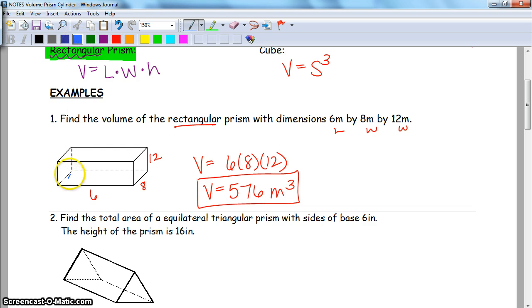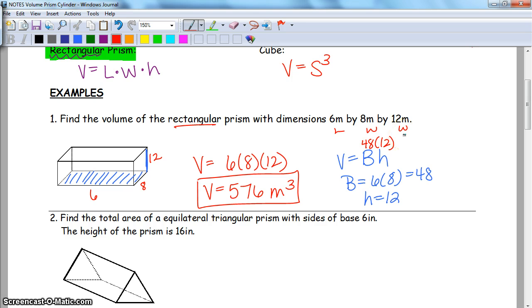Now, just in case you're one of those people who says, I really don't want to have to worry about different formulas, I just want to show you that capital BH would have worked as well, because in this case, the base would have been 6 times 8, which is 48. The height of the solid would have been 12. So if you take 48 times 12, you still get back to our volume of 576. So either formula will work for the rectangular prism.